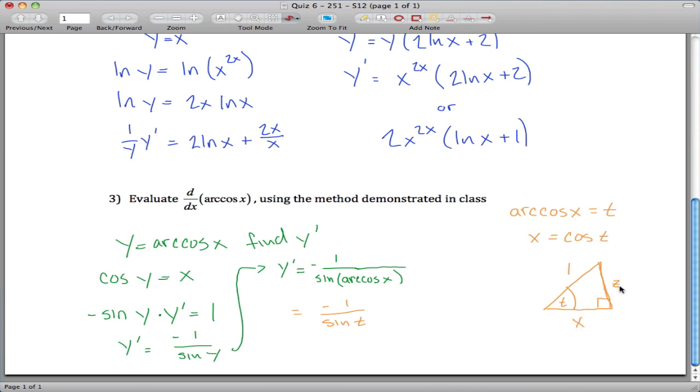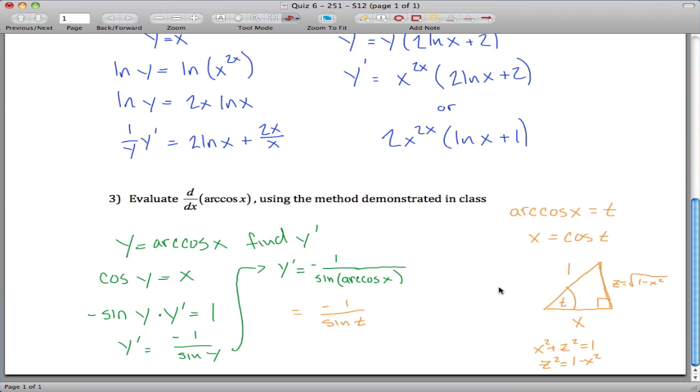Well, I know that x squared plus z squared equals 1. So z squared is 1 minus x squared. In other words, z is equal to the square root of 1 minus x squared. Plus or minus really, but you don't need the plus or minus because we're talking about distance here. So z is the square root of 1 minus x squared.